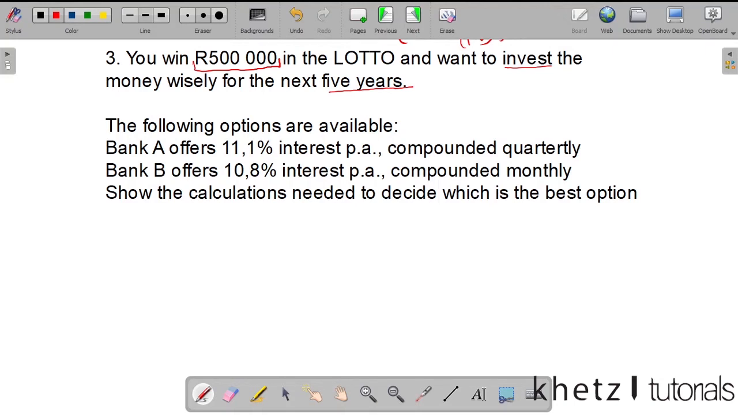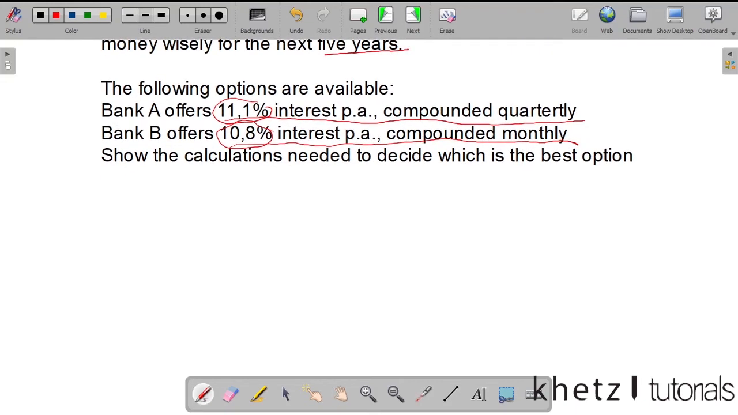Okay, so this is quite interesting. The first one offers an interest rate per annum compounded quarterly. The second one is 10.8% per annum compounded monthly. We can't exactly see what the returns of each of these are just by reading. So you shouldn't just look at this value and say it's bigger than that one, and therefore the first investment would give you a greater return. That would be a mistake on your part. So you actually have to do calculations, as the question says: show the calculations needed to decide which is the best option.